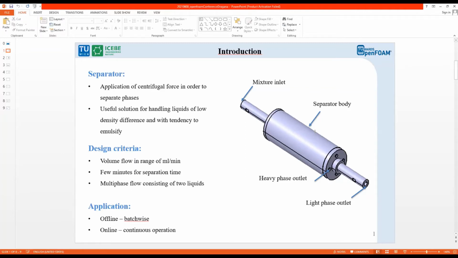So the device was designed for both offline and online application. Very shortly about centrifugal separation here. In order to separate phases in one system, the application of centrifugal force appeared to have a significant impact. This application has a big advantage in the variation of centrifugal force strength that can be achieved through change of rotational speed or dimensions of equipment.